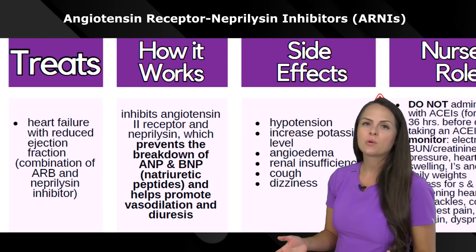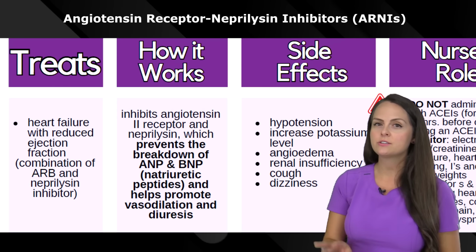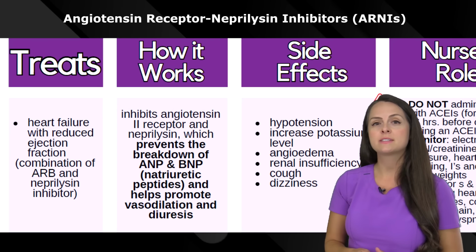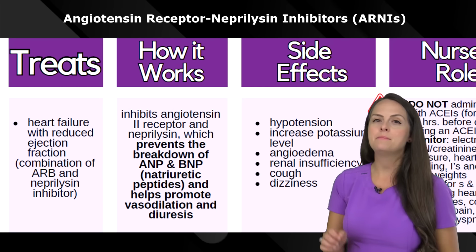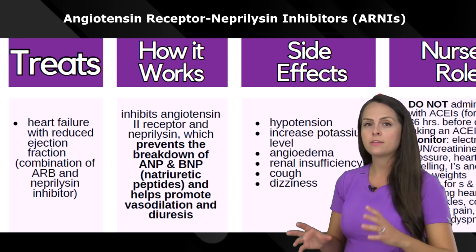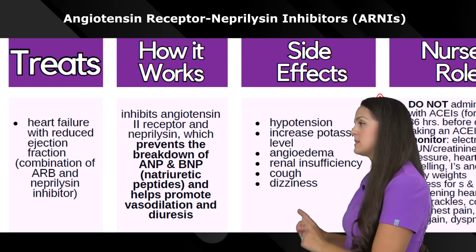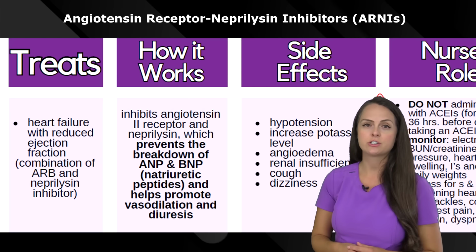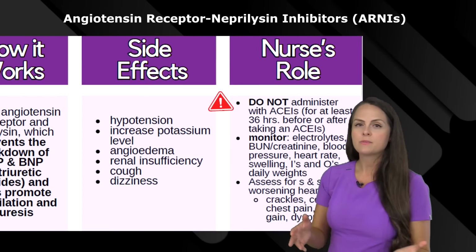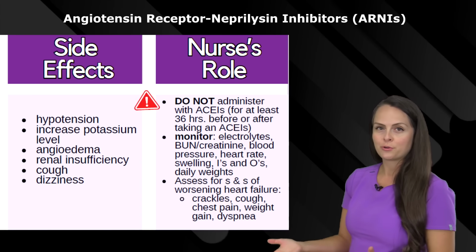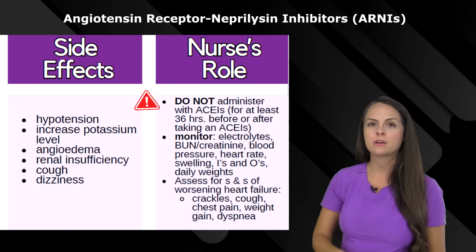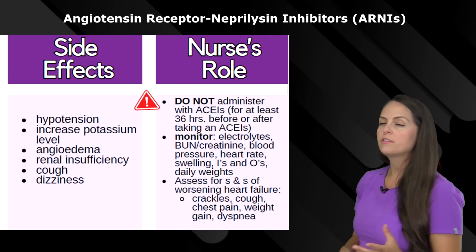And how these medications work is that they are going to inhibit angiotensin 2 and neprilysin, which is going to prevent the breakdown of the substances ANP and BNP, and these are natriuretic peptides. So whenever we prevent their breakdown, we're going to get vasodilation and diuresis, which is really beneficial for patients who have heart failure. Now, because of this, we have side effects that can happen, of course. We can get hypotension, high potassium levels, angioedema, renal insufficiency, coughing, and dizziness.